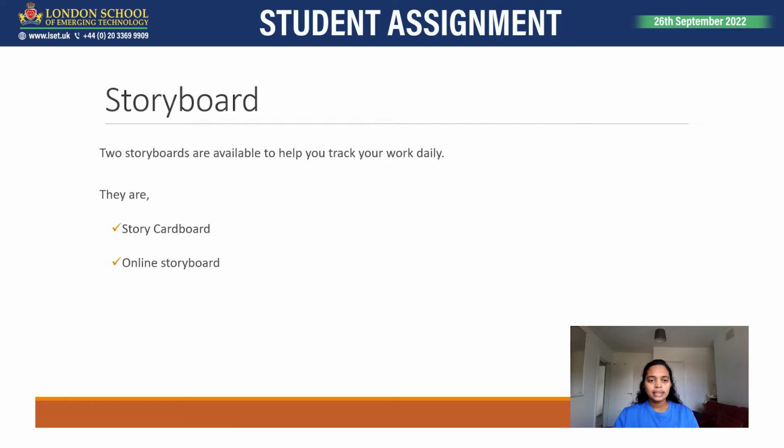And then storyboard. In Agile methodology, we have two storyboards to track the daily work. What are the story cardboard and an online storyboard? Story cardboard is nothing but sticky notes. It is an offline method. It consumes a lot of time. That's the reason the online storyboard was developed. Online storyboard is an online platform. Multiple teams can use the online storyboard at the same time.